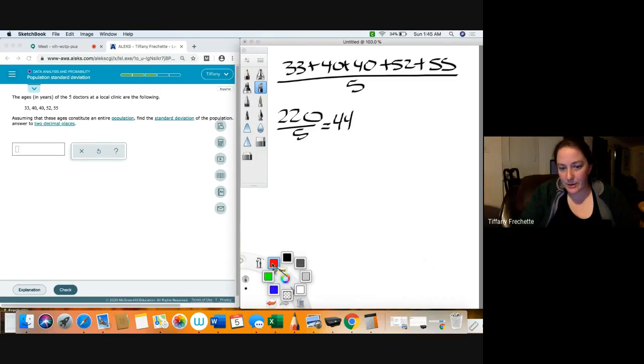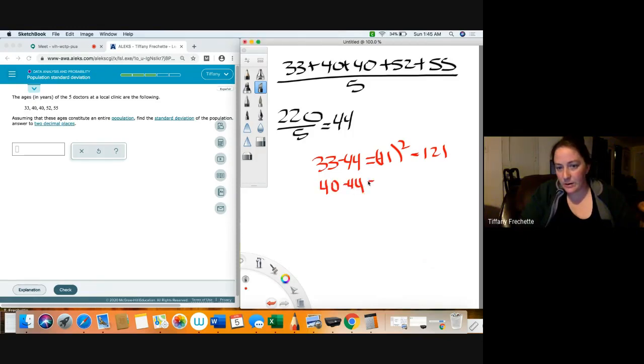So now I'm going to change this. For each number, I'm going to start with 33 minus 44, and I get negative 11 squared, which is 121. And then I get 40 minus 44, which is negative 4 squared, which is 16. You get the same number again because there are 2 40s in a row, so I'm just going to be a little lazy and write 16 there.